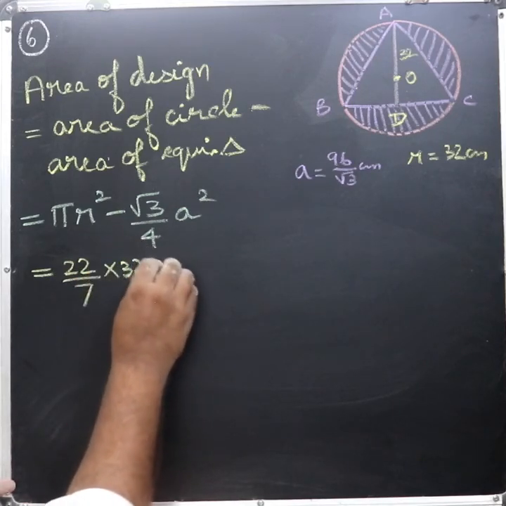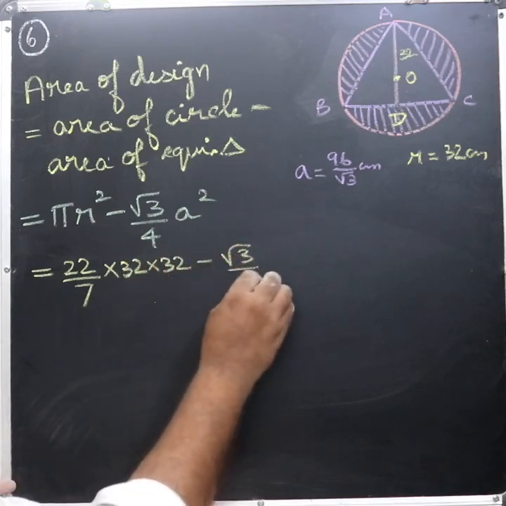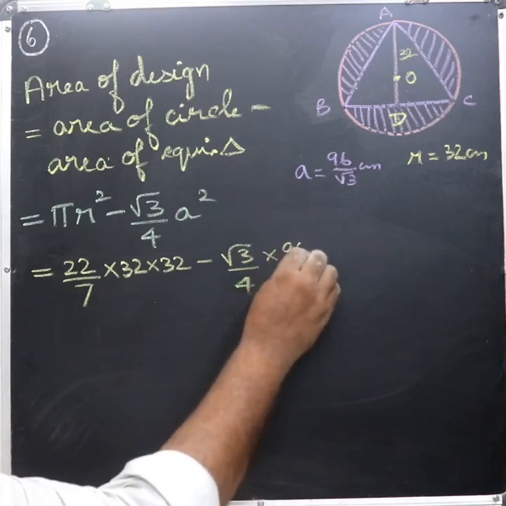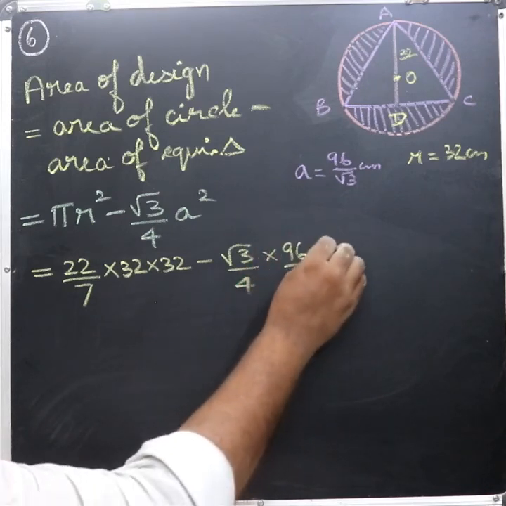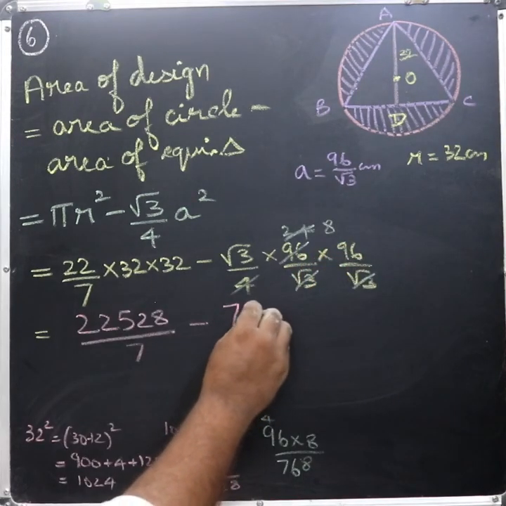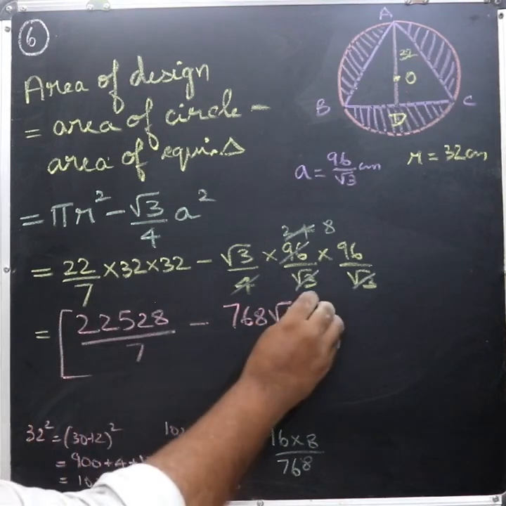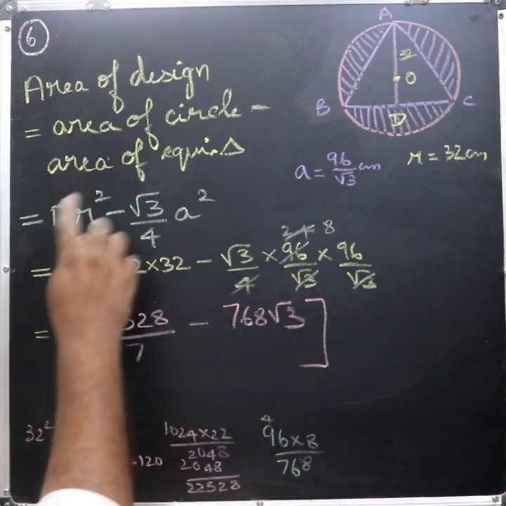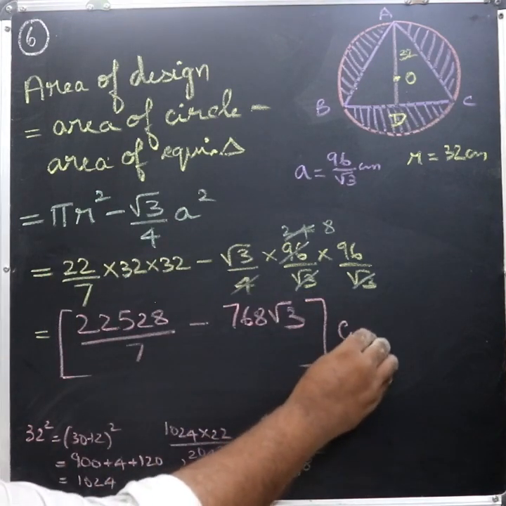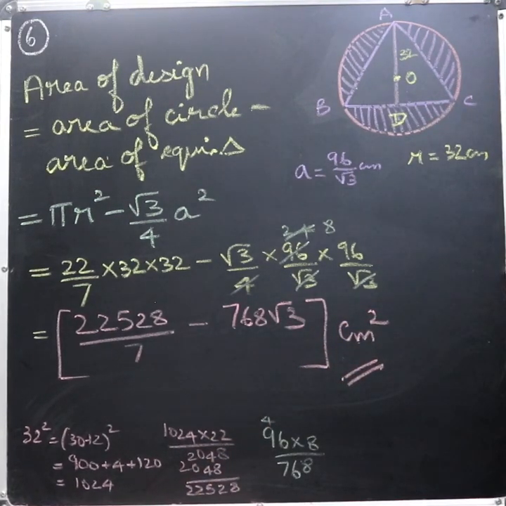So we are going to have 22 by 7 into 32 into 32 minus root 3 by 4 into 96 by root 3 into 96 by root 3, which gives 768 root 3. So this is the area of the design. We will put centimeter square. Finally the area of the design is equal to 22,528 by 7 minus 768 root 3 centimeter square.